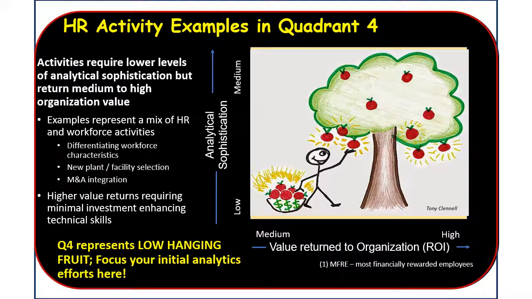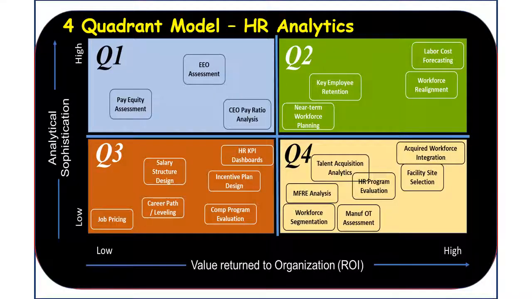Quadrant 4 represents the low-hanging fruit of HR analytics. This is where you should focus your initial efforts. Bringing the 4 individual quadrants together creates an HR activities value matrix that differentiates based on analysis difficulty and value to the organization.